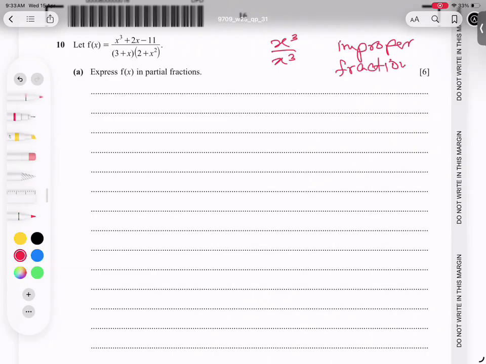Okay, so basically the upper power should be smaller. So let's start. First of all, I will multiply: 3 twos are 6, 3x squared, and x times 2, I get 2x. x times this, I get x cubed. Write in order: x cubed plus 3x squared plus 2x plus 6.